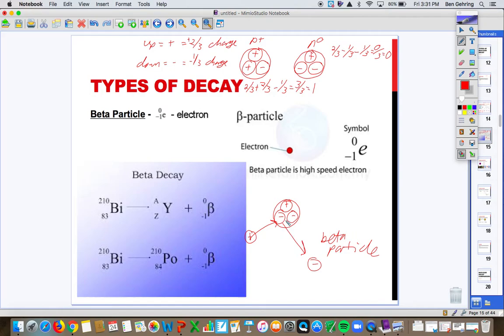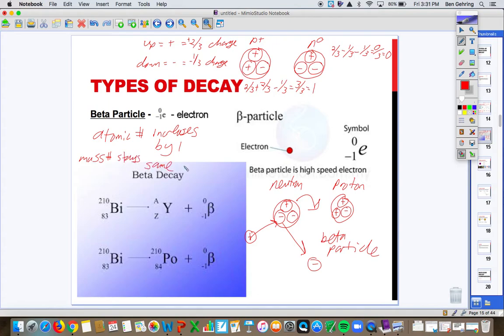So in beta decay, this becomes a proton. I went from a neutron to a proton. So in beta decay, your atomic number increases by 1, but my mass stays the same, because protons and neutrons have the same mass, so the mass number is going to stay the same. So here's how it looks.